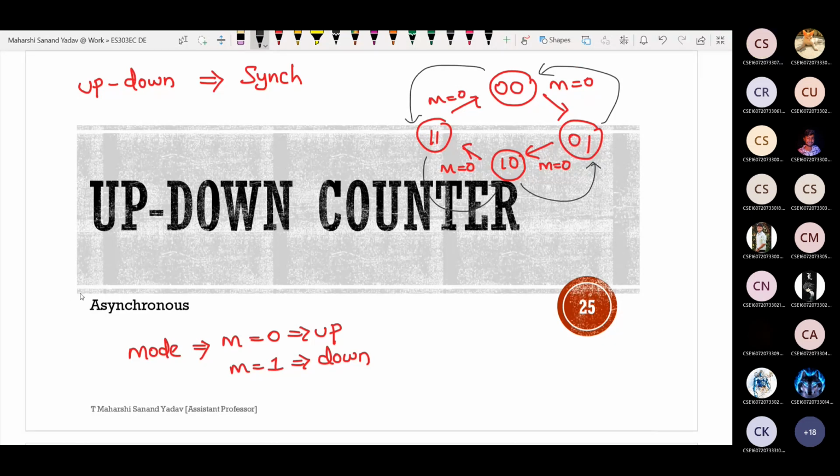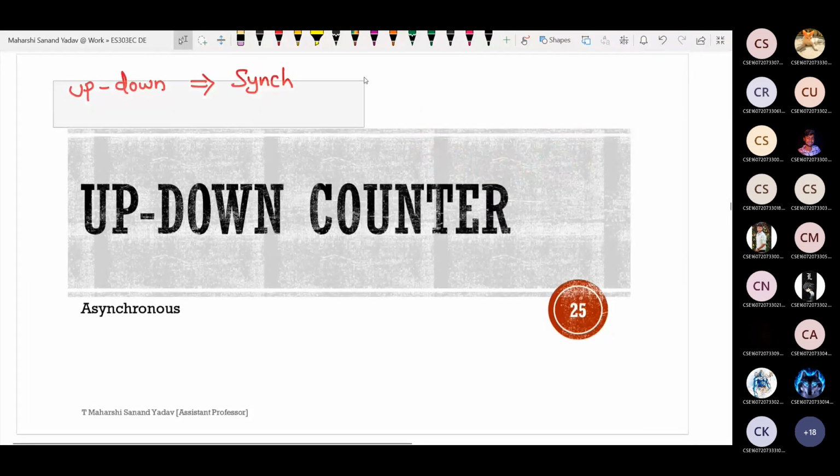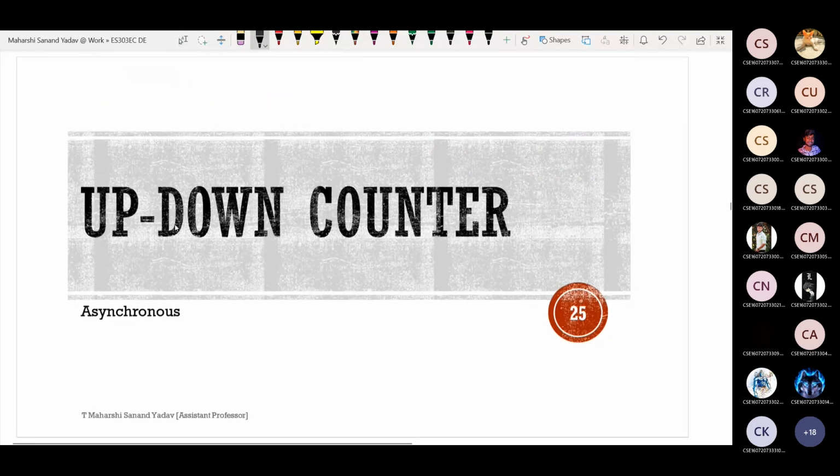Now I want it for asynchronous. Any idea how to do asynchronous up down? Till now, for the up counter and down counter, I've drawn directly using my assumption: opposite sign means up counter, same sign means down counter. Now you tell me for up down. The above two conditions should be merged here now. So see here, when M is equal to 0, up count, and when M is equal to 1, down count. This is what we have used till now.